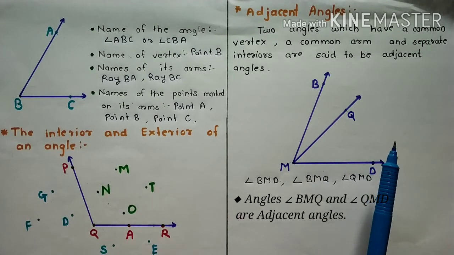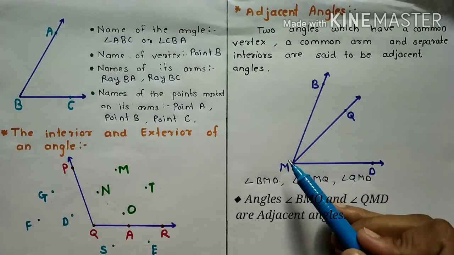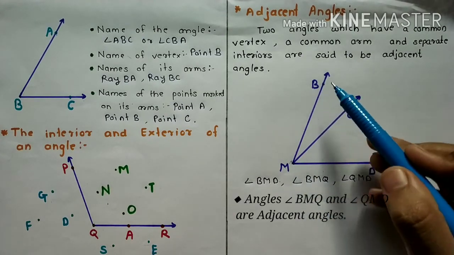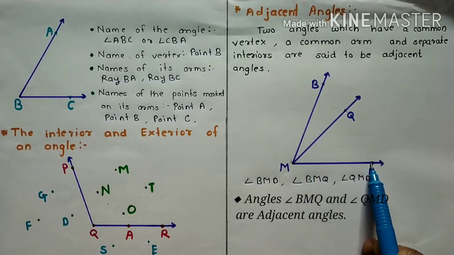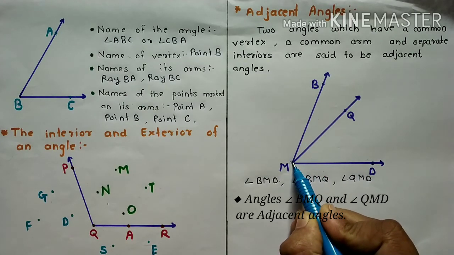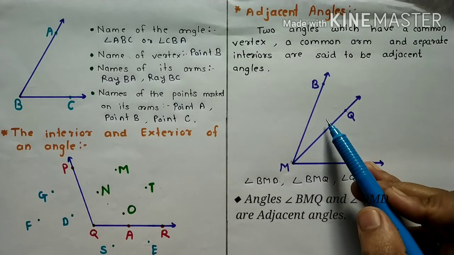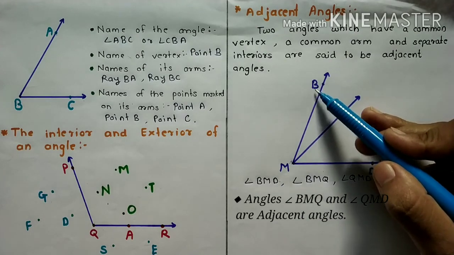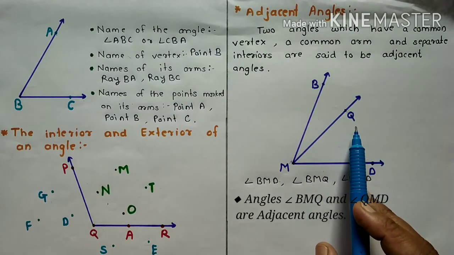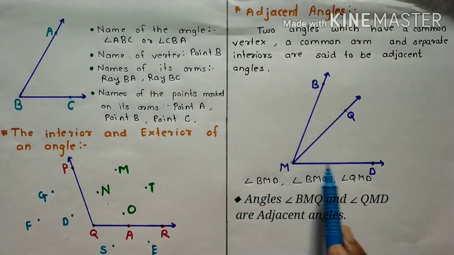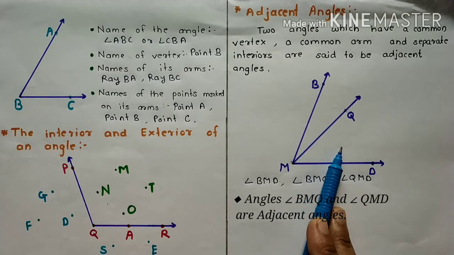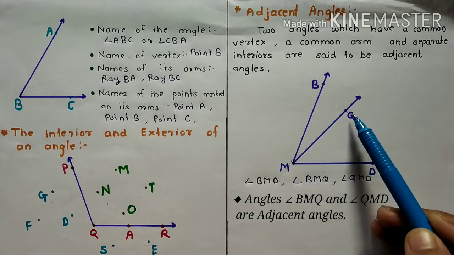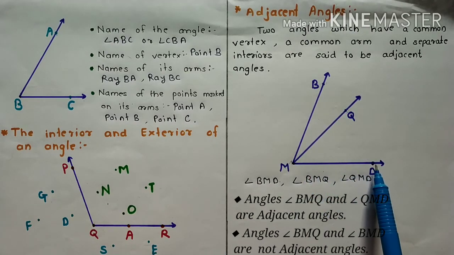Also in this figure, see arm MB is a common arm of angle BMQ and angle BMD. Also they have common vertex M, but they do not have separate interiors. The interior of angle BMQ is this part and the interior of angle BMD is this part. Means they do not have separate interiors. Therefore, angle BMQ and angle BMD are not adjacent angles.